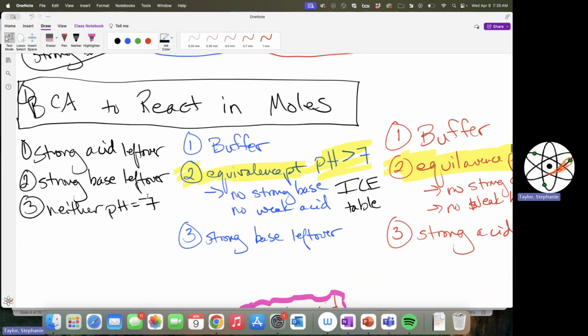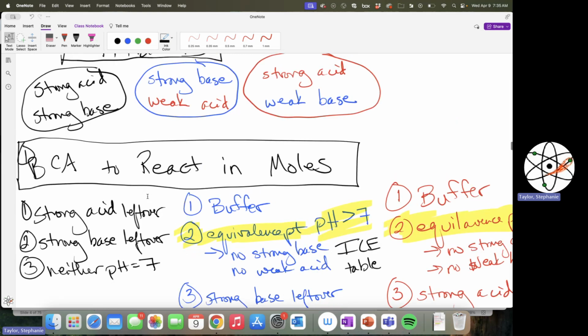Then this is the part where I didn't talk about equations, but we can go ahead and go back in and add this. So when you're talking about strong acid, strong base, there's essentially three options: strong acid left over, strong base left over, or neither, and the pH is 7. So that last one is where it's at the equivalence point, because that's the other thing. So I'm going to go through, oh, apparently I'm highlighting the equivalence point in yellow.